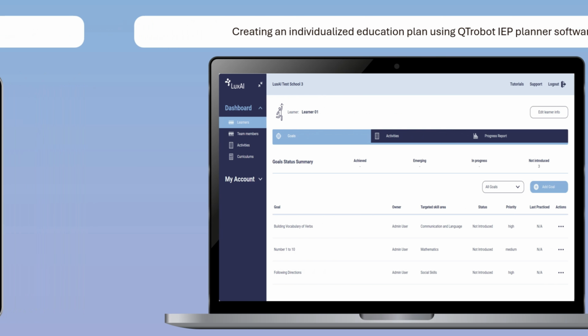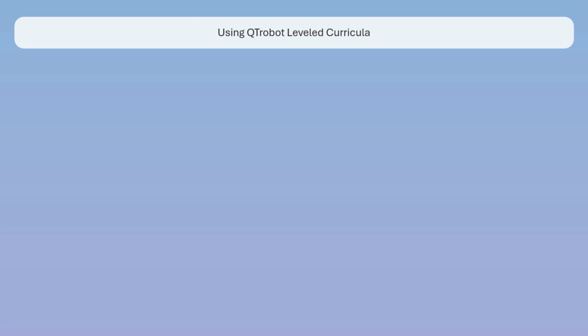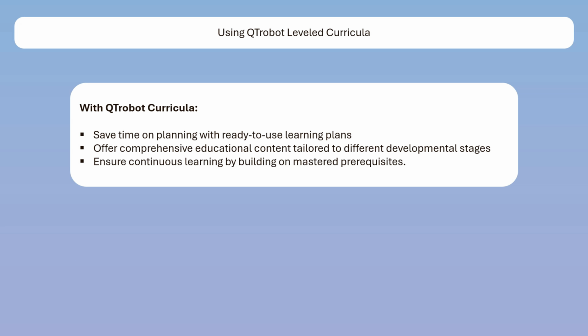I also showed how you can create individualized education plans for each of your students using QTrobot's planner software, setting your students and team up for long-term success throughout the academic year. In this tutorial, I'm going to show you how to use ready-to-use, leveled curricula on QTrobot. These session plans are leveled and designed to save time on planning while still providing comprehensive, step-by-step educational content for your students. This approach ensures their continued growth and progress in their learning journey.